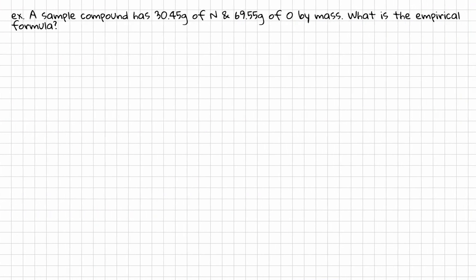So we have a sample compound that has 30.45 grams of nitrogen and 69.55 grams of oxygen by mass. That's all they list. A sample has this and this by mass. What is the empirical formula? So we have 2 elements that make up the compound. We can presume that.